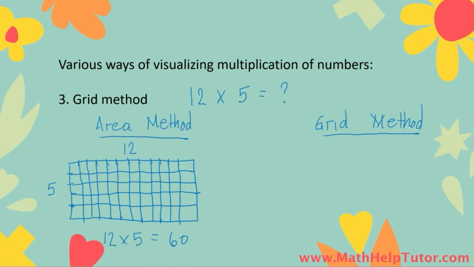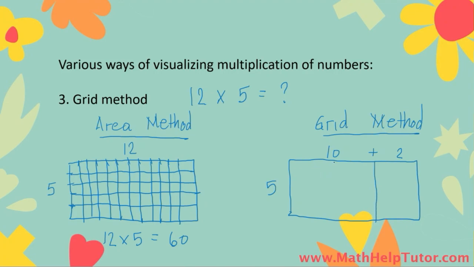To use the grid method, we first have to decompose the numbers into their place values. So let's draw a rectangle again, very similar to what we did here in the area method. Now this rectangle has a length of 12 squares and a height of 5 squares. As you know, we can decompose 12 into 10 plus 2, right? So let's go ahead and change 12 into its decomposed form. That's 10 plus 2. Next, we draw up regions based on the places of the numbers that we are multiplying.